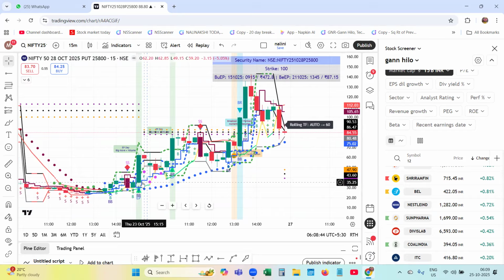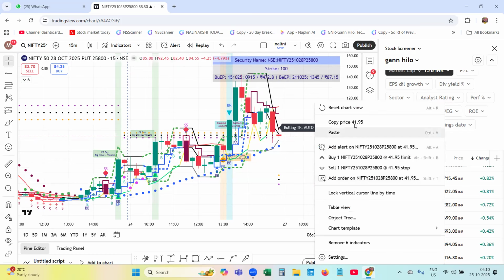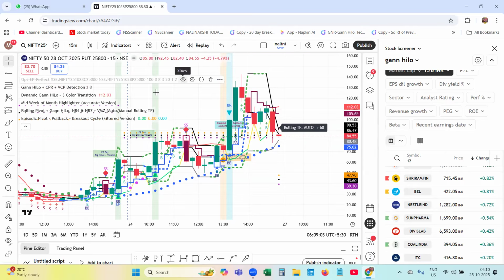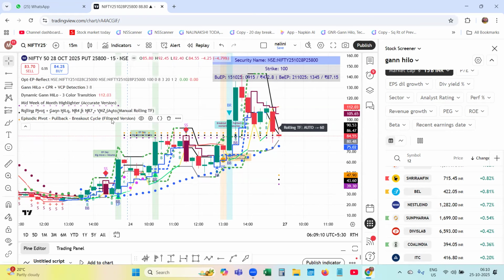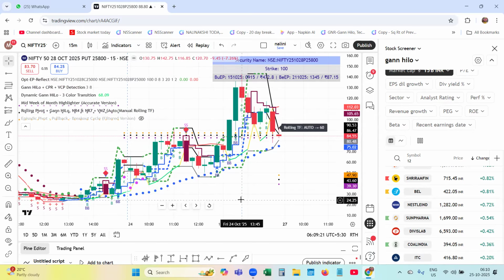23rd October itself, it started accumulating, and 23rd, and this is 24th. I don't know why the dates are not coming properly. Anyway, let me hide the indicator. Let me hide this indicator, because of these indicators, the date is a little bit hidden.